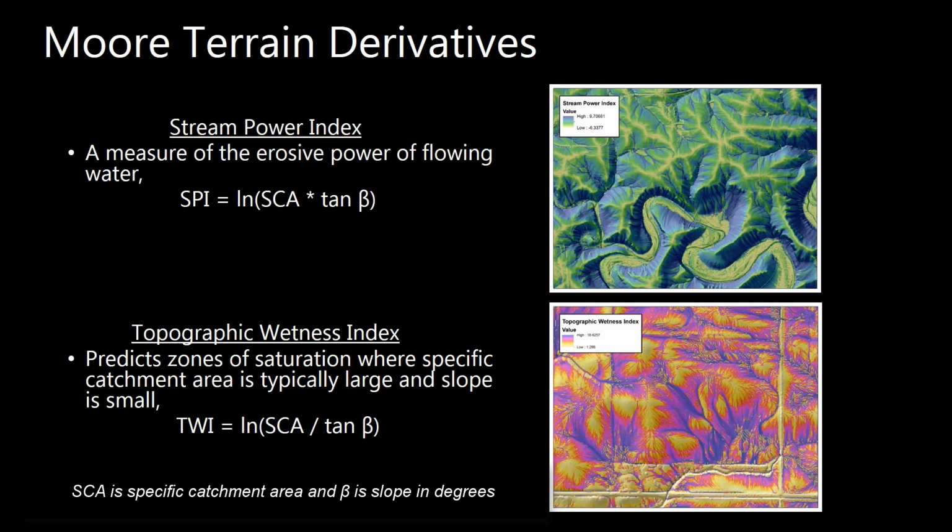And then the second attribute is topographic wetness index, which predicts zones of saturation where the specific catchment area is typically large and slope is small, which makes sense according to the equation, which is the natural log of the specific catchment area divided by the tangent of beta.